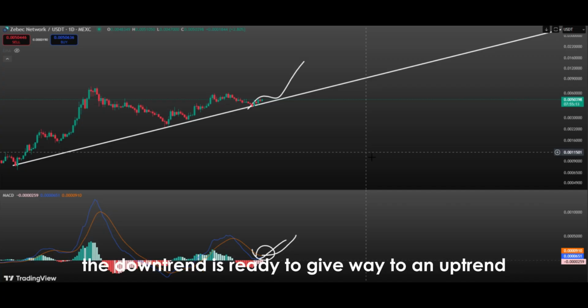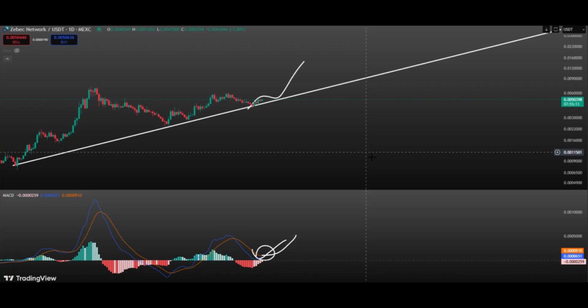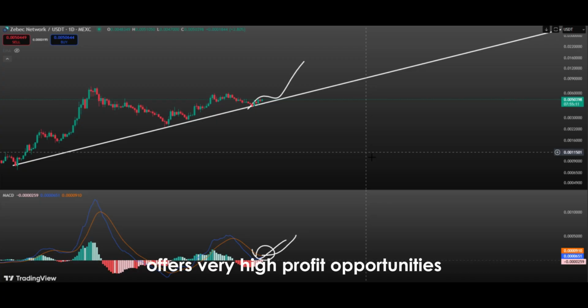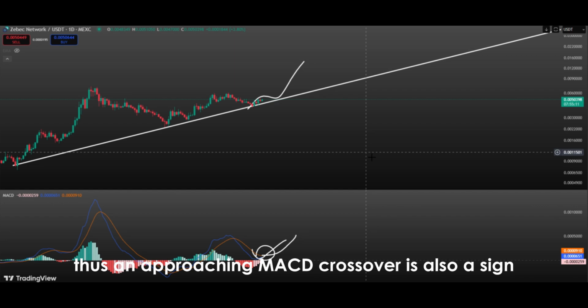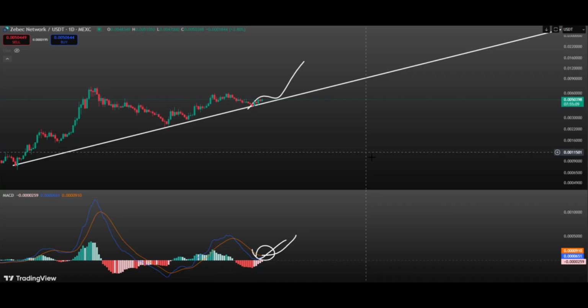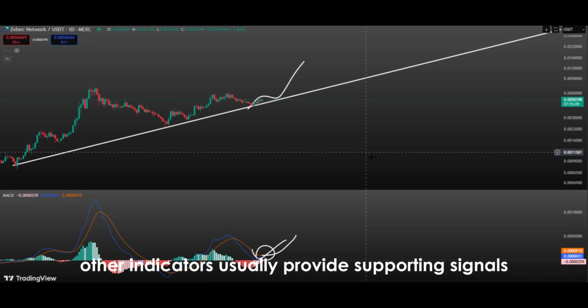The downtrend is ready to give way to an uptrend. This is extremely positive for investors, because buying near the bottom of a market offers very high profit opportunities. Thus, an approaching MACD crossover is also a sign that a new era in the market is about to begin. In such crossovers, other indicators usually provide supporting signals.